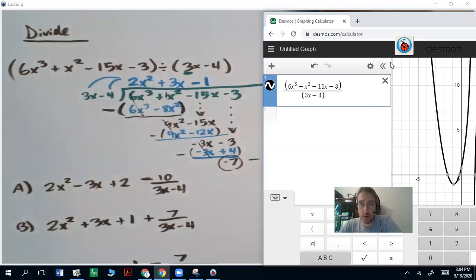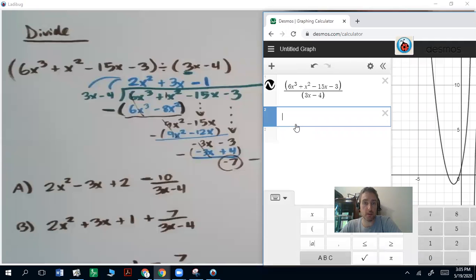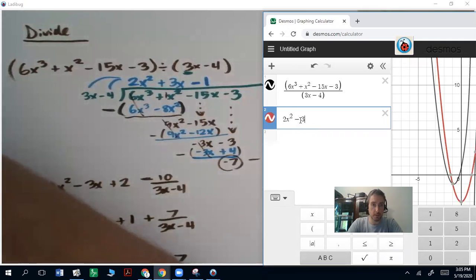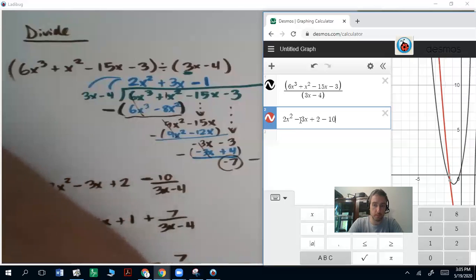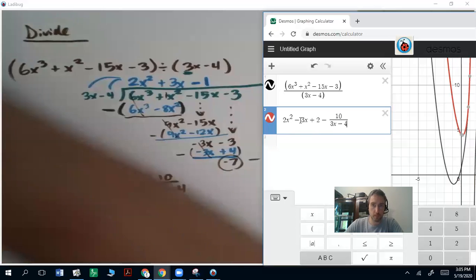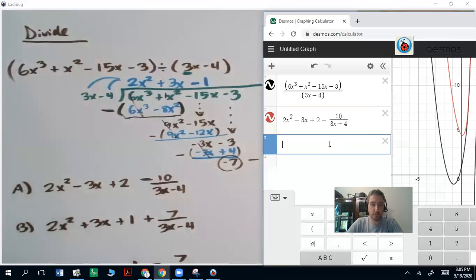Make sure you get a visual of the graph. Go to your answer, go to the next lines and just put in some of your answers. You see how that graph doesn't match up with the red graph, so that's not going to be it.